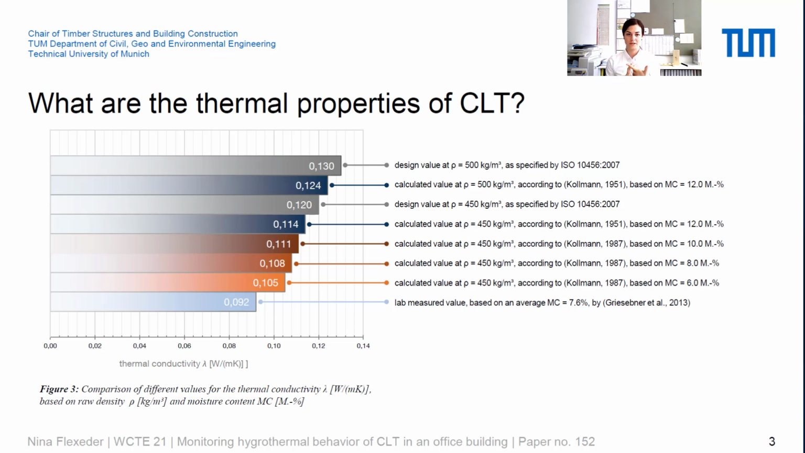which seems quite high, as we do know for centuries that thermal conductancy rises with density and moisture content. And as both might be lower in real life, so could lambda. So our hypothesis is that the thermal performance of CLT might be actually way better than what code suggests.